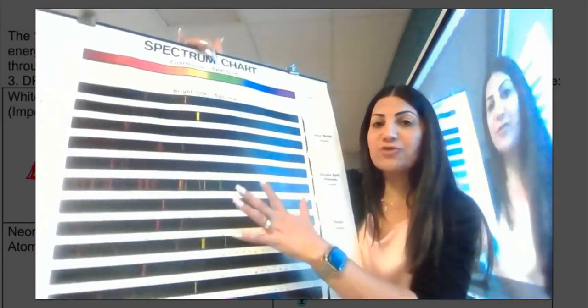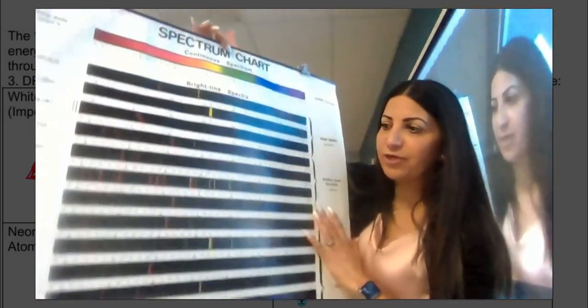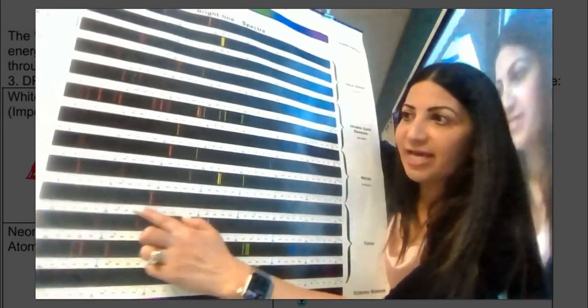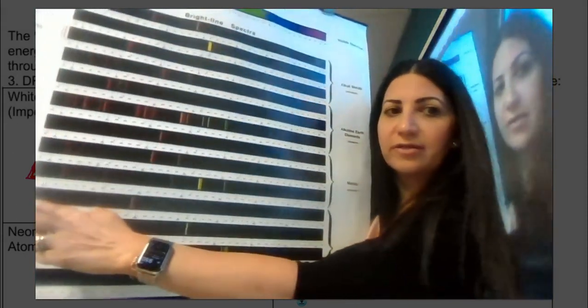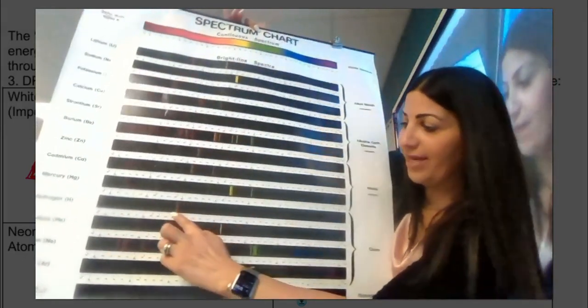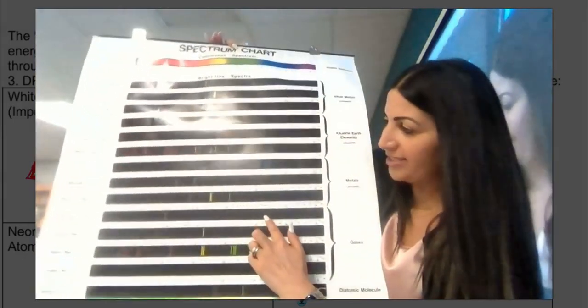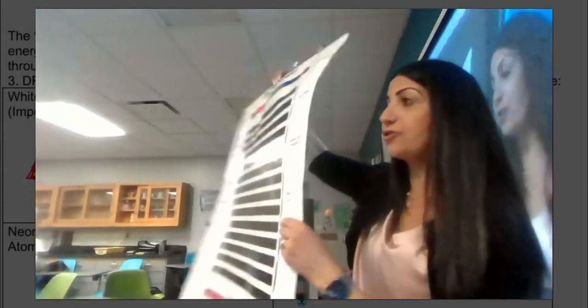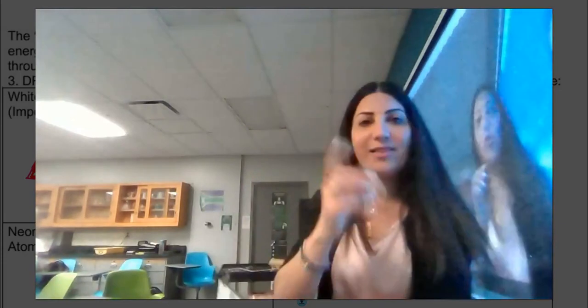Okay, so I'm going to turn the lights off, and then we're going to see if we can see this. This is a spectrum chart, and I want to show you what you should see when you're looking at hydrogen. So this here is hydrogen, and you should see a red band, and then a blue band, and then something in the violet region. We really don't see many of the other colors when we're looking at hydrogen. So let's see what we can see.